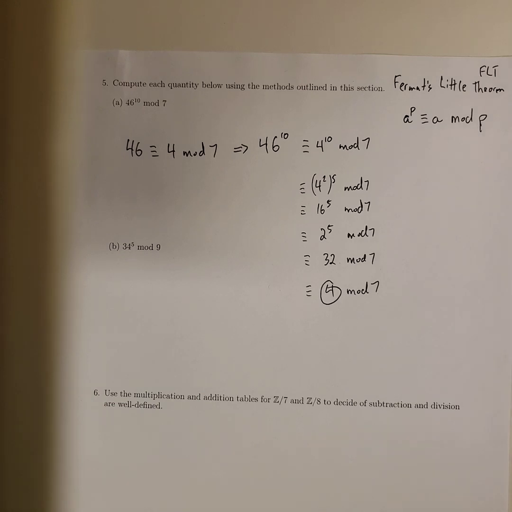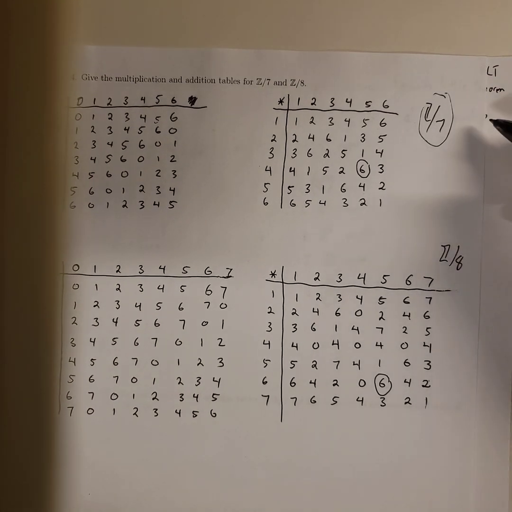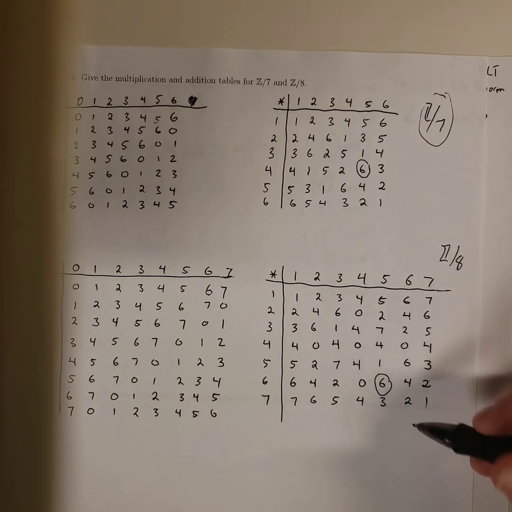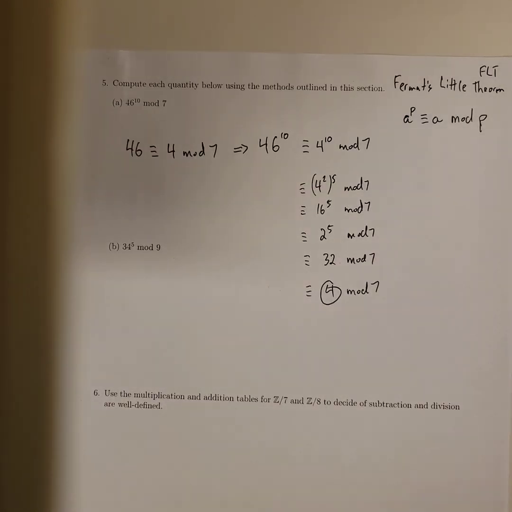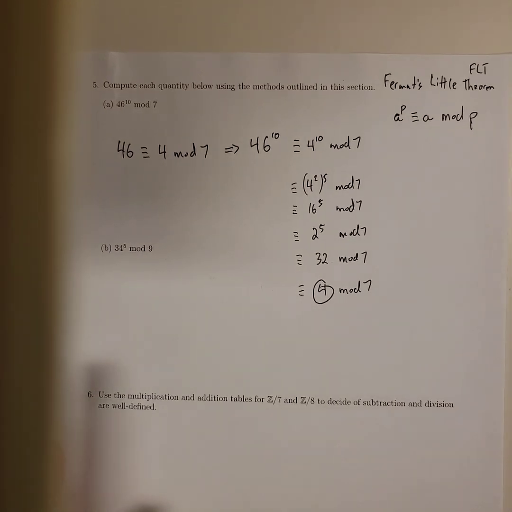Notice the main difference between 7 and 8 with this example is that 7 is prime and 8 isn't. So whenever you have a prime that's going to be good, you're going to have something like this, where if you have a composite number, you're going to have zeros. And a lot of it is due to this theorem.